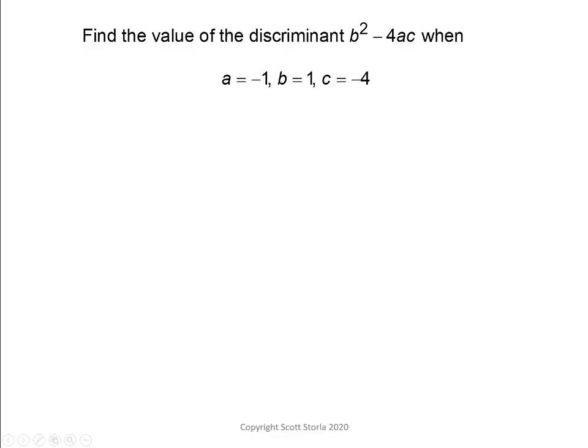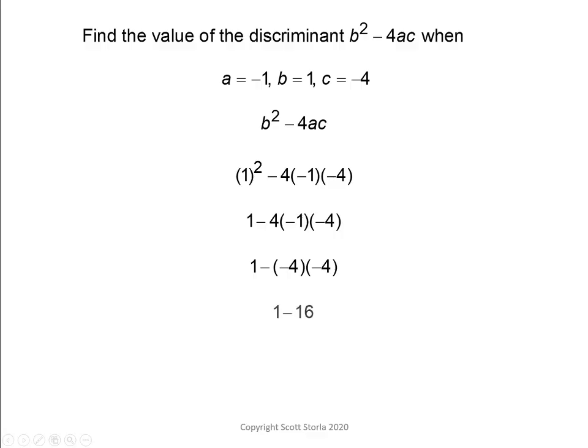And here's one more. First, I'd replace b and a and c with the values I've been given. The second power of 1 is again 1. Then multiplying left to right, 4 times -1 is -4. -4 times -4 is 16. And 1 minus 16 is -15.